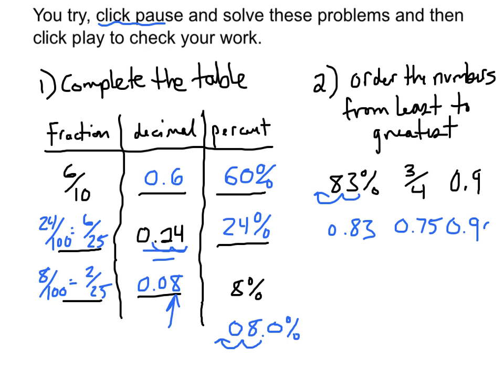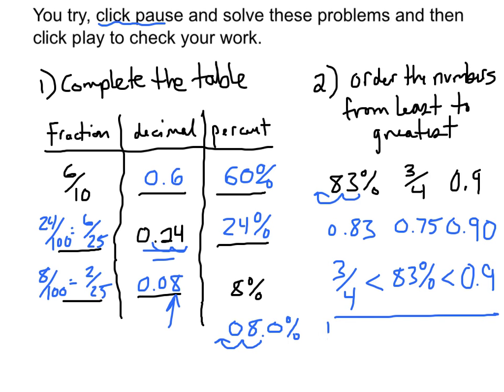So if I thought about every one of these numbers as change, like cents, 3/4 would be 75 cents, it'd be the smallest. It's less than 0.83, 83 cents, so 83% would be the middle one. And 90 cents would be the greatest amount of cents, so 0.9 would be the largest one. So 83% is less than 0.9. So this would be the order from least to greatest.